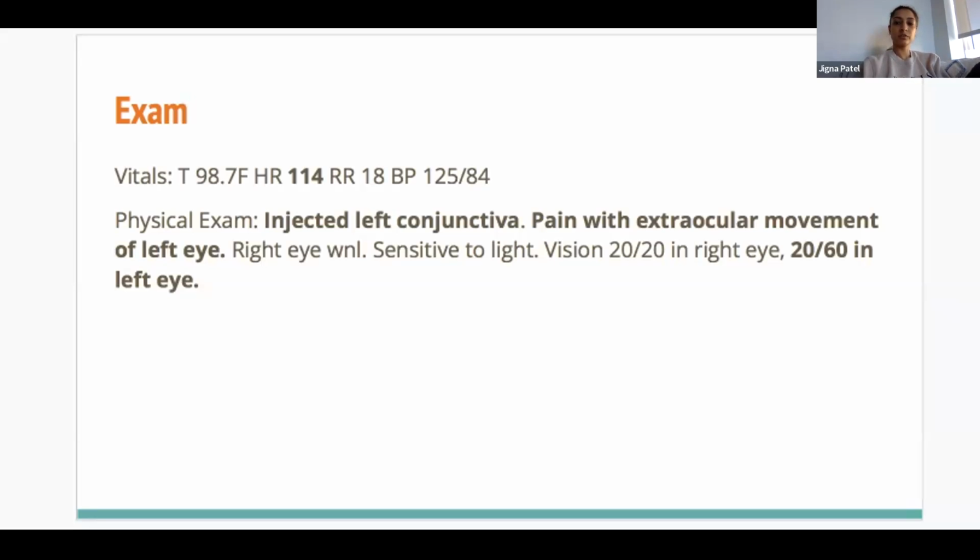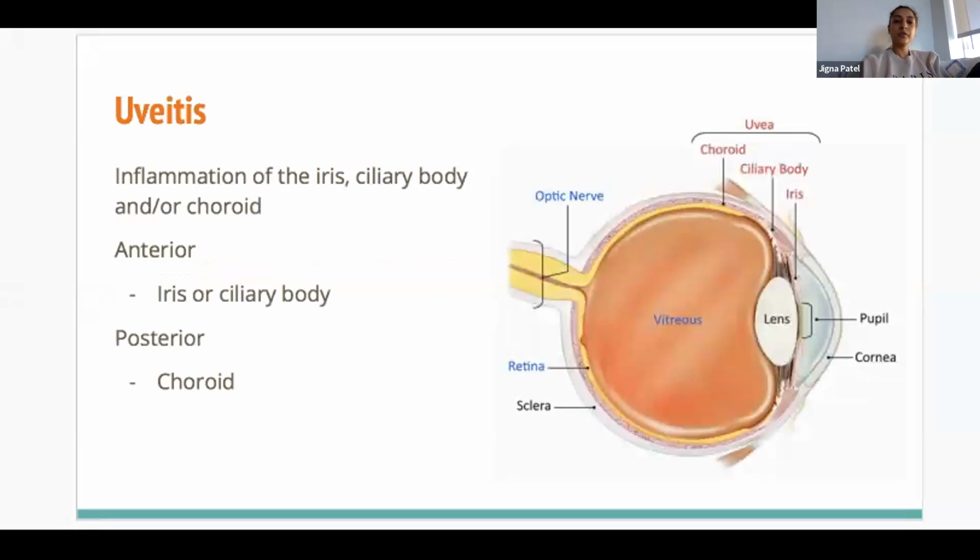What are some differentials that you would think about at this point? Orbital cellulitis. Okay. Anterior uveitis. Yeah, so I was getting at uveitis here.